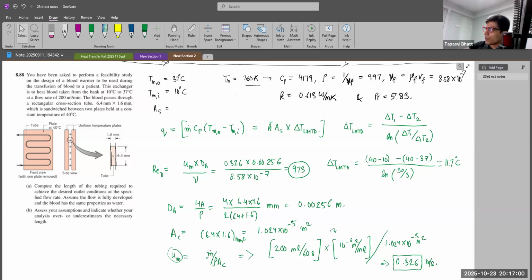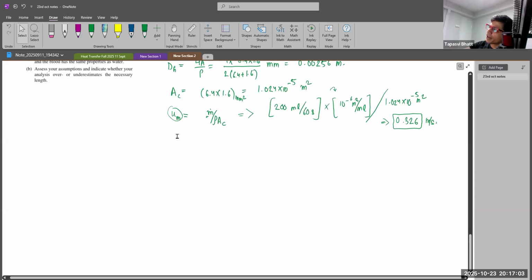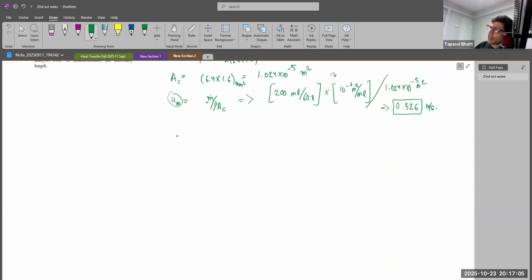Okay. So now we are going to jump into another table. If we have a rectangular cross sectional area, and this is A, this is B, then based on A by B values, there is a value of Nusselt number. So for this, we have A by B as 6.4 over 1.6, which is 4. So for A by B equal to 4, we are going to get Nusselt number as 4.44. You can get this value directly from the tables in the data book.